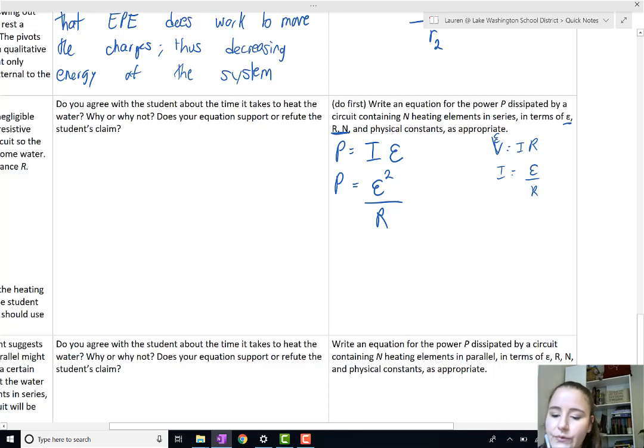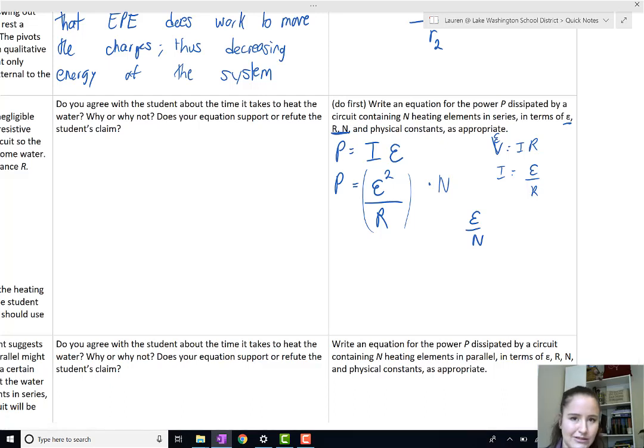Okay, if we have N heating elements, there are a couple ways we can look at this. First off, when things are connected in series, the voltage has to get shared among them all. So it's not going to be E, it is going to be E over N. And if we wanted the power, we would be adding up the power from each individual resistor. So we're gonna have to take our whole thing and multiply it by N number of heating elements. However many heating elements you have, multiply it, add them together, that's what you get.